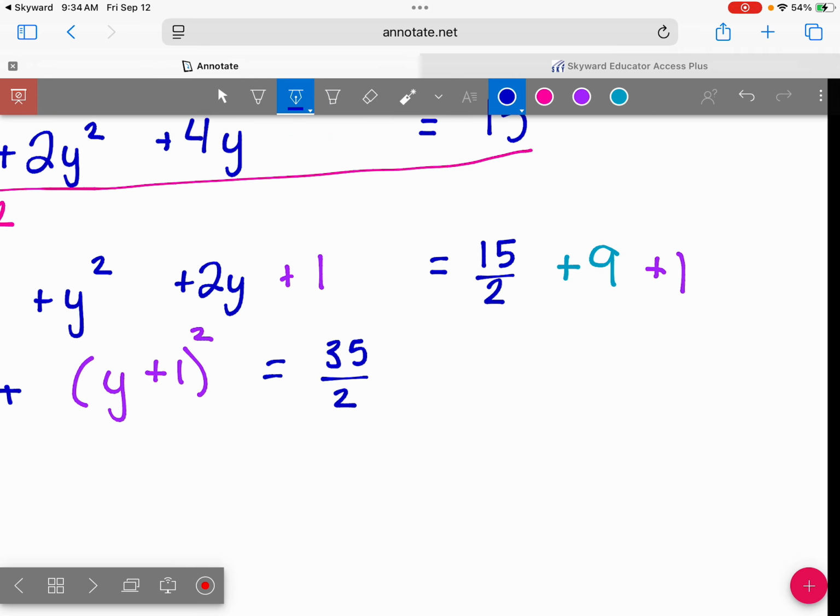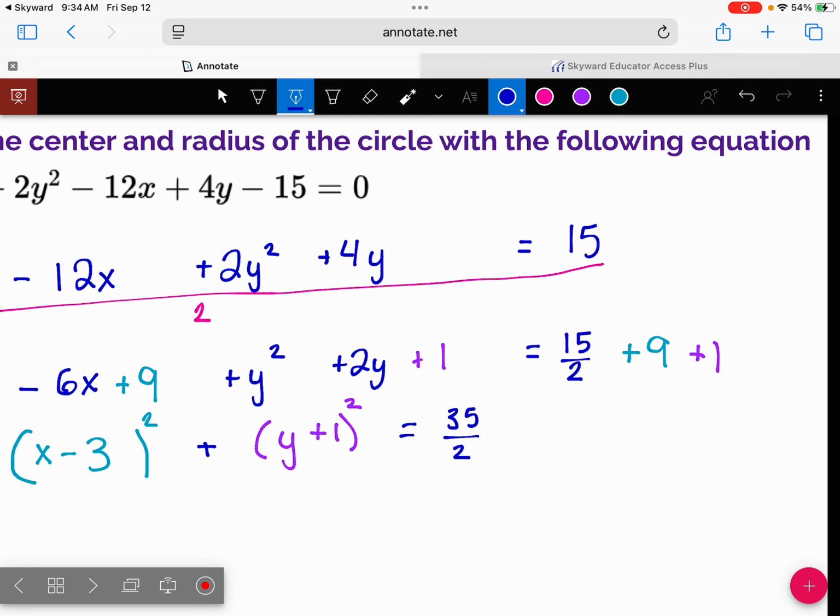So adding 9 plus 1, we get 10. 10 written as halves would be 20 halves. 15 halves plus 20 halves is 35 halves. It should not be 2.5. The 15 was negative over here, but when I add it to the other side, it changes the sign. That's 100% why we have this, and we can ask questions.